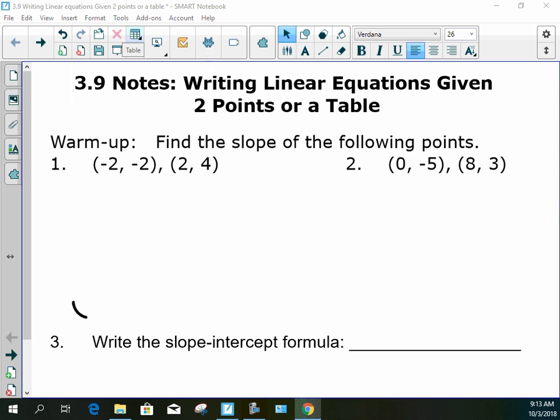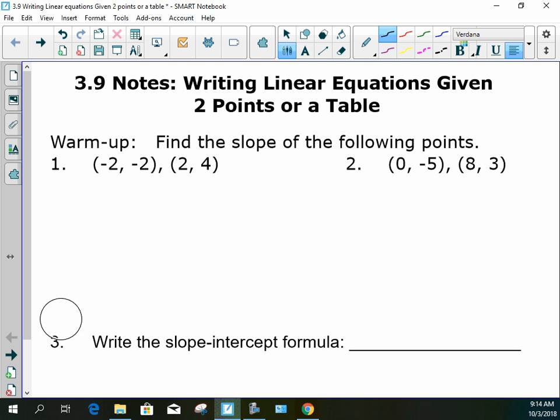Okay, this is the last lesson in Unit 3. We're going to now write the equation of a line given 2 points. So now we need to know how to find the slope, because you're going to have to find the slope when you write the equation of a line with 2 points. x1, y1, x2, y2. This is just a nice quick review.